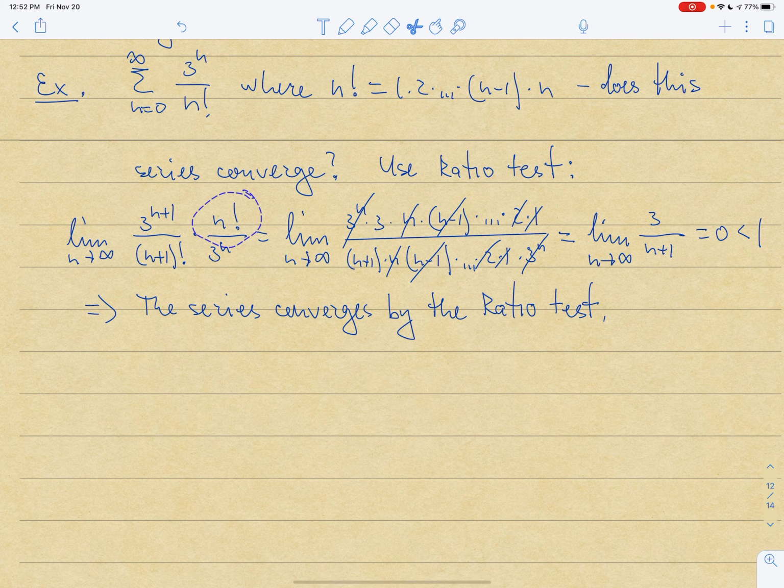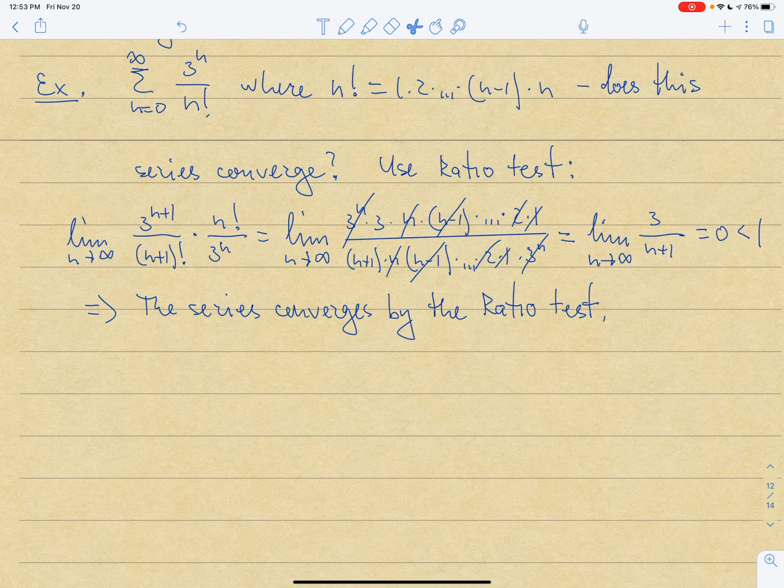n factorial is a product of all integers up to n. n plus 1 factorial is a product of all integers, positive integers, up to n plus 1. So that means that all terms in this product are also in that product, except that the bottom product will have 1 extra n plus 1. And so then if I simplify everything, I only have 3 over n plus 1 left. And as n goes to infinity, 3 over n plus 1 goes to 0. That is less than 1, so the series must converge by the ratio test.